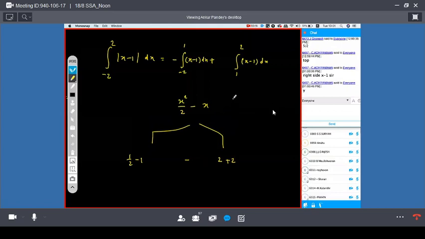Next, this part. Integration will be x square by 2 minus x. When you put 2, you get 4 by 2, 2 minus 2, 0 ho gaya. Minus, when you put 1, 1 by 2 minus 1.